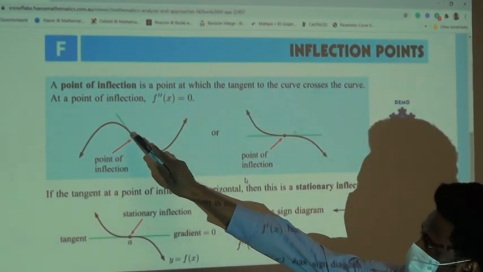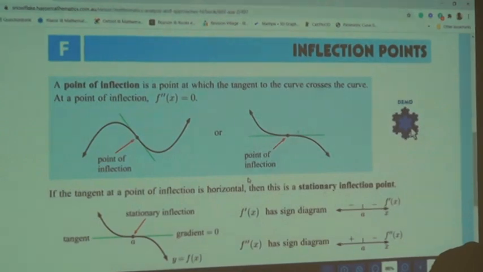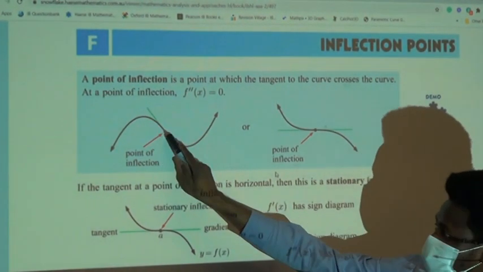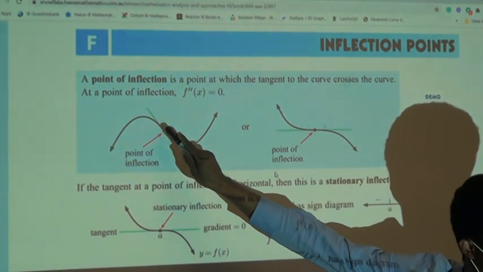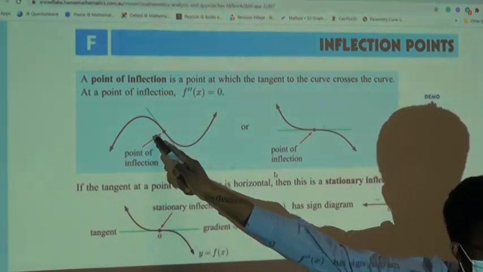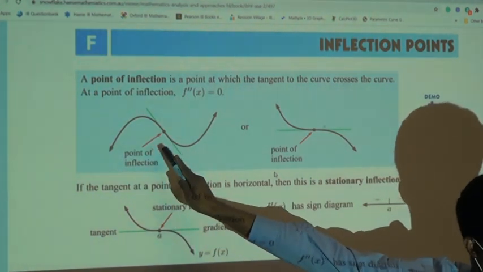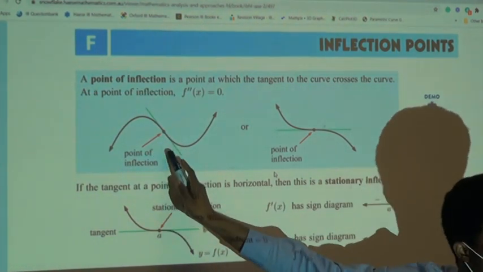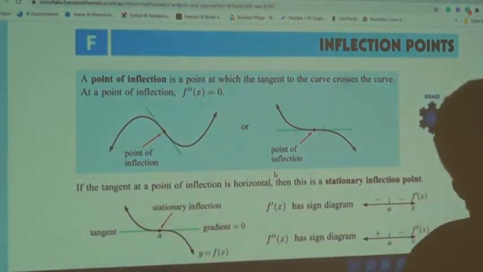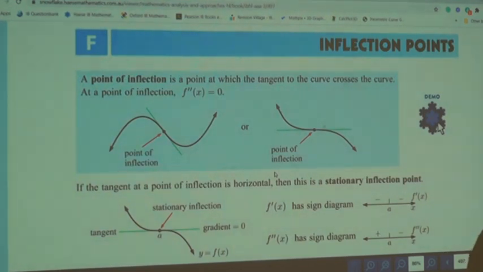This point of inflection is a non-stationary point of inflection. Even though this is where the sign begins again, your second derivative is 0 here. But at that value of x, if you check, the first derivative is not 0. So even though it's a point of inflection because the second derivative is 0 at that point, at that same point the first derivative is not 0, so it is a non-stationary point of inflection.